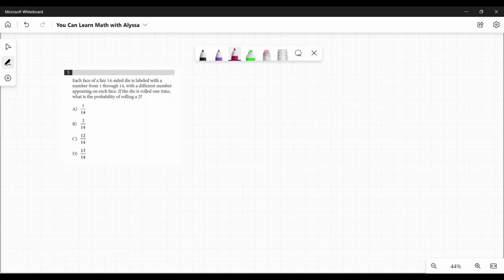This one's a pretty straightforward die problem. We don't have multiple rolls. We don't have multiple faces with the same thing. We just have this 14-sided die. Don't worry, I'm not going to try to draw it because I can draw, but not that well.